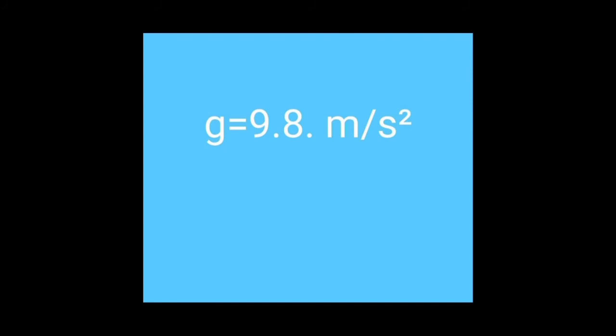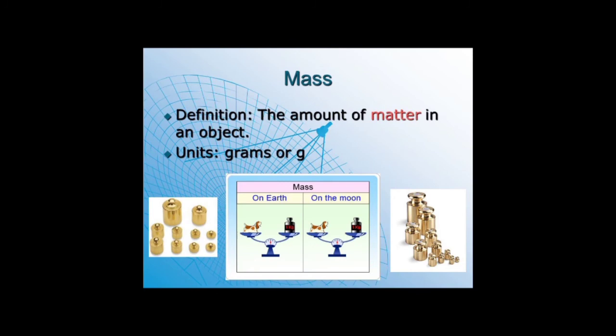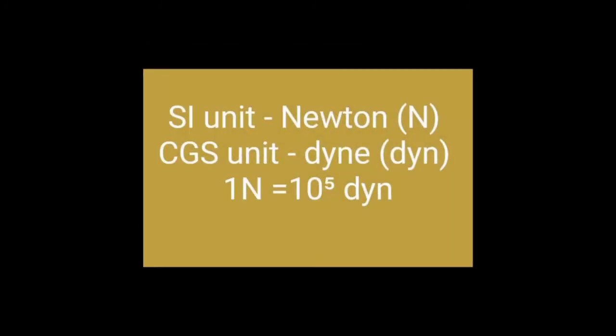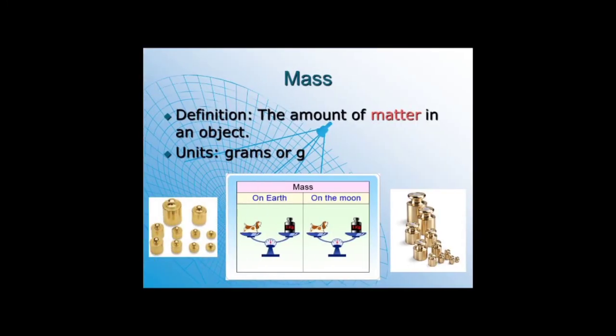Now next topic is mass. Mass is the quantity of matter contained in an object. The mass of an object remains same. It does not change with the change in the position of the object. It is represented by the symbol small m. The SI unit of mass is kilogram. The mass of an object is represented by magnitude only.